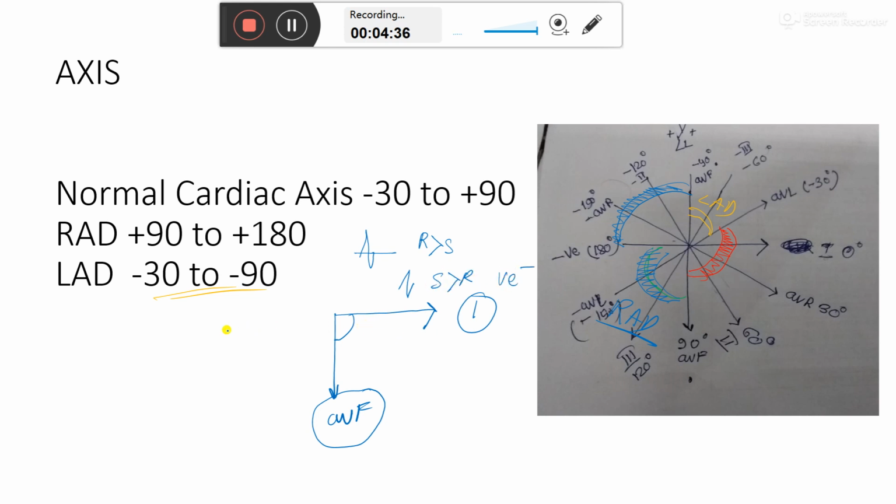So as I said at first, if lead 1 and AVF are both positive, it means R is greater than S. If the QRS complex becomes negative in lead 1 but positive in AVF, that is right axis deviation. And if it becomes positive in lead 1 but negative in AVF, then it is called left axis deviation.